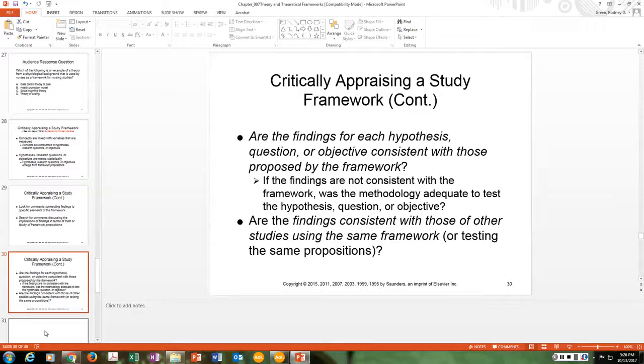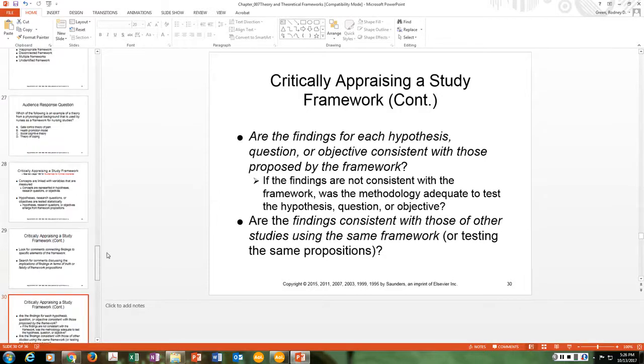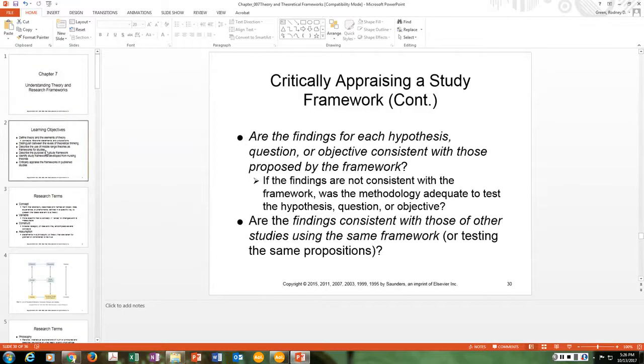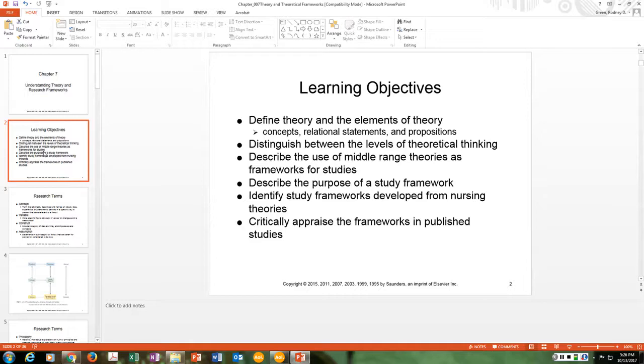Okay, I want to go back to the objectives for this lesson. After reading Chapter 7 in Understanding Theory and Research Frameworks, you should be able to define theory and the elements of theory, distinguish between levels of theoretical thinking, describe the use of middle range theories as frameworks for studies, describe the purpose of a study framework, identify study frameworks developed from nursing theories, and critically appraise the frameworks in published studies.